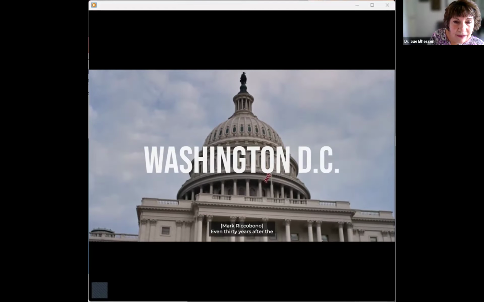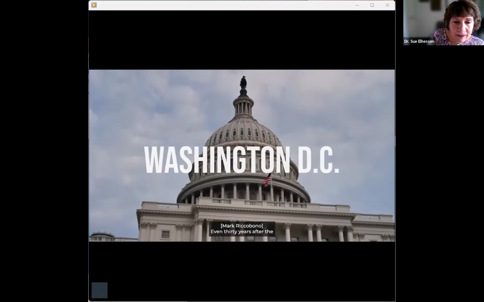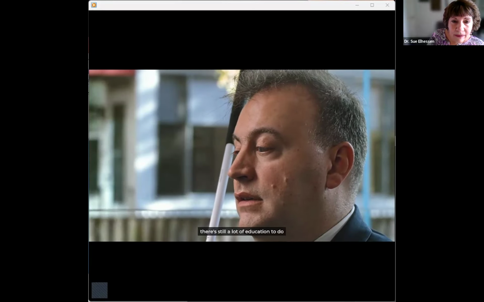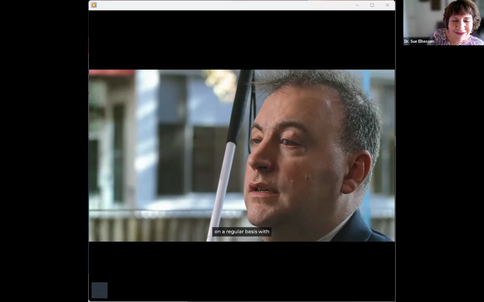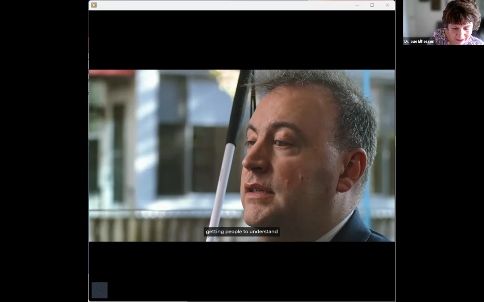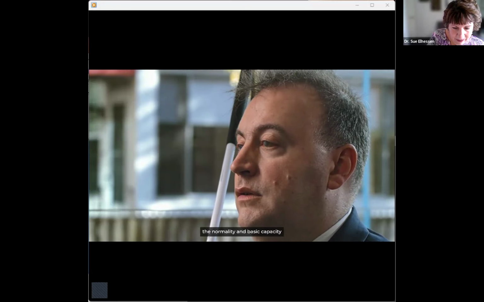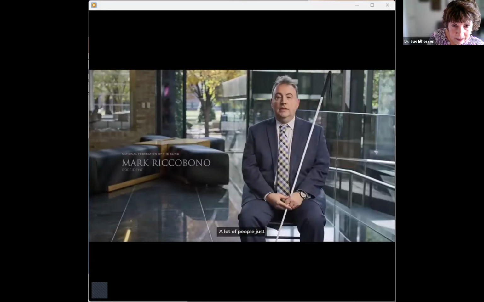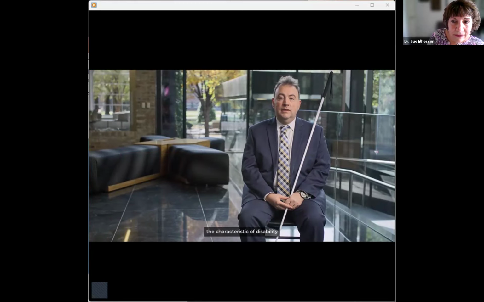Mark Riccobono, president of the National Federation of the Blind, speaks. Even 30 years after the Americans with Disabilities Act, there's still a lot of education to do on a regular basis with getting people to understand the normality and basic capacity of people with disabilities. You know, a lot of people just do not have the life experience of knowing a person with a disability, or for that matter, 10, 20, or 100. So understanding the characteristic of disability and how it impacts people's lives is really just not that well known.